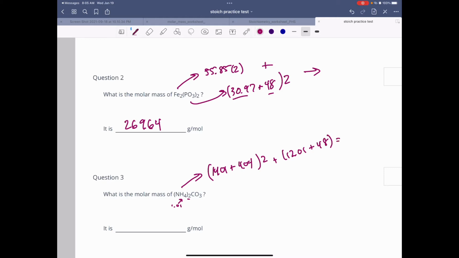And again, just got to make sure you do the parentheses correctly here. So 14.01 plus 4.04, that's 18.05 times 2, plus 12.01 plus 48, and that's like 96.11. So 96.11.